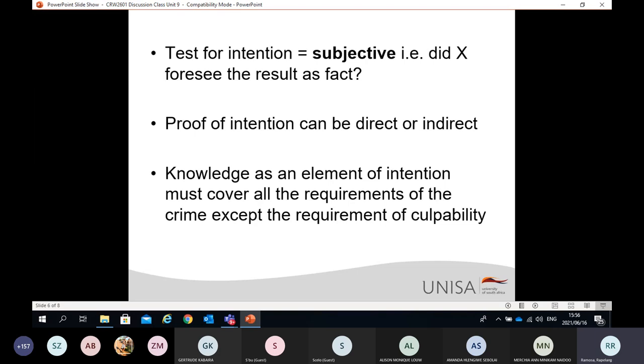In the case of perjury, or common law perjury, X must be aware that he's making a declaration that is false.